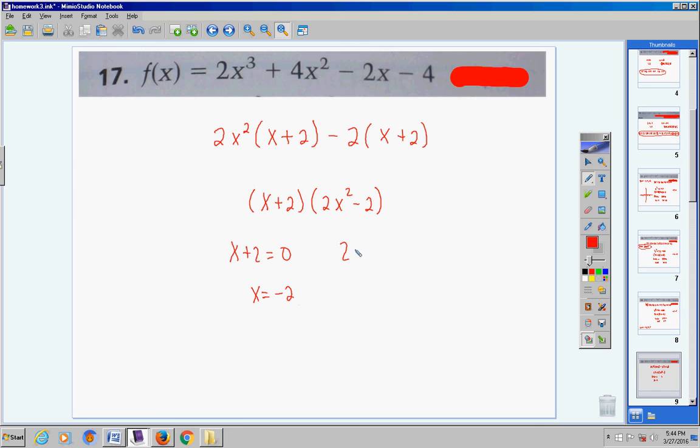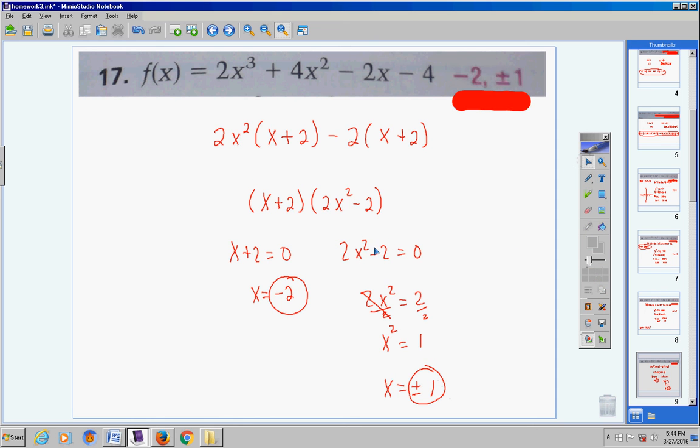And then 2x squared minus 2 equals 0. Bring your negative 2 over and make it positive. Now divide both sides by 2. 2's cancel, leaving you with x squared equals 1. Take the square root of both sides. The square root of 1 is positive or negative 1. We did it. There's nothing left to break down. So there's your zeros: negative 2 and positive or negative 1.